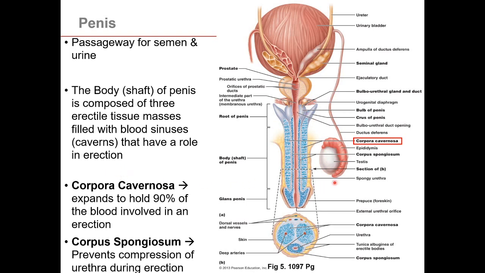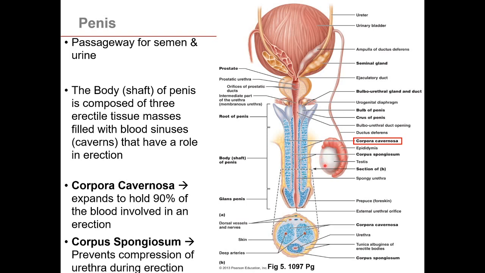Okay, now the actual penis itself here, these are the two spongy tissue types I was explaining before. The corpora cavernosa is what facilitates the erection by holding far more blood than during its more flaccid state. And then we've got the corpus spongiosum, and this prevents the compression and clamping of the urethra during an erection.